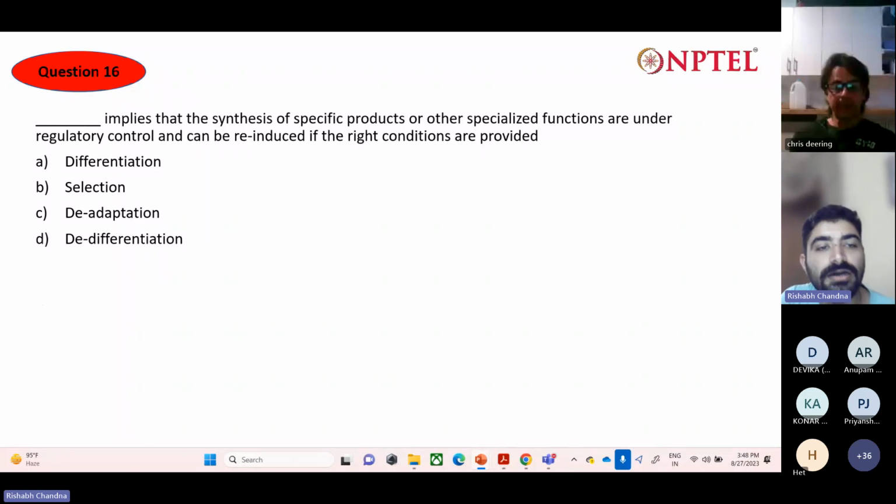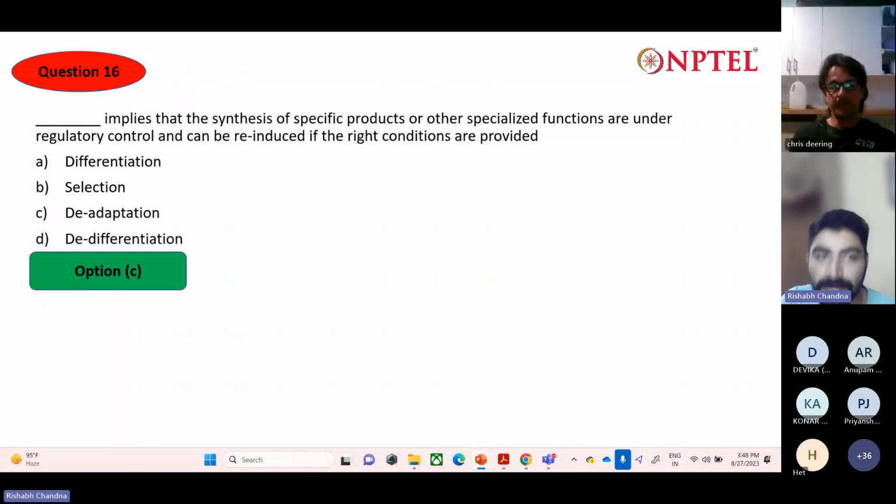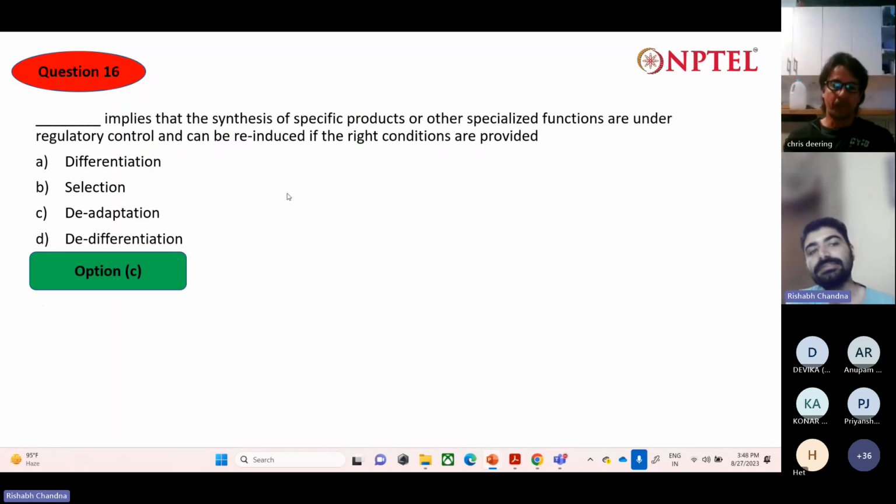Okay, so the correct answer is de-adaptation instead of de-differentiation. In de-differentiation, we are making the cells go back to their original form, before differentiation. So we are going in reverse. But what is adaptation? Adaptation is basically a change in the process that is going on. It is a normal process where we can change that thing into another when stress is there.